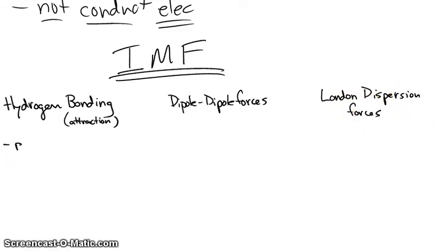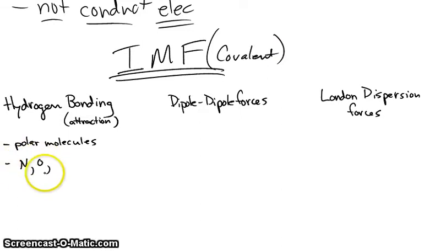Hydrogen bonding happens in polar molecules. So first off, you have to be covalent. Obviously, this is all for covalent. Ionic compounds are in their own little world. You have to be covalent, you have to be polar, and it has to have N, O, or F as the central atom. And obviously it has to have hydrogen in it.